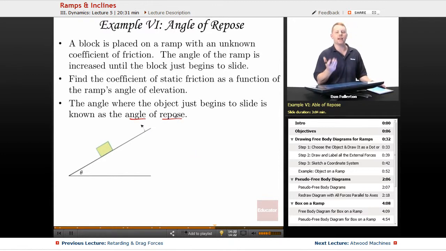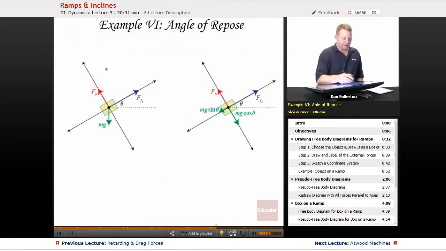So you keep lifting that up. When it just starts to slide, you measure that angle, and you can find out the coefficient of friction. So let's see how we could do all that. Here's a free body diagram of our block on the ramp. We have the force of static friction holding it in place, the normal force out of the plane of the ramp, and its weight down.